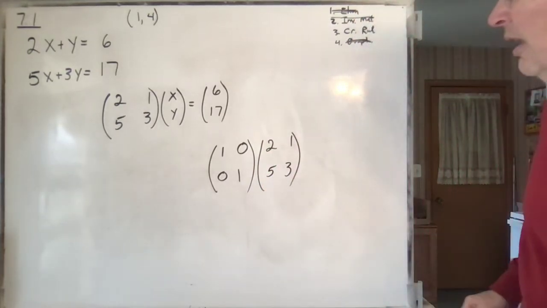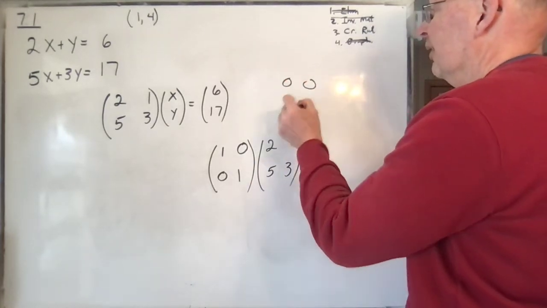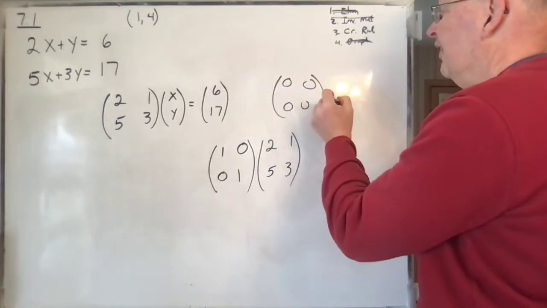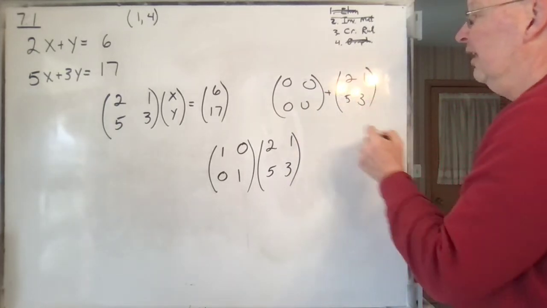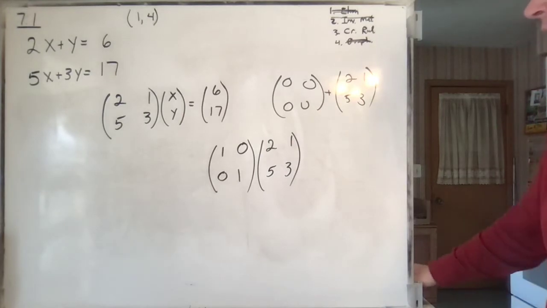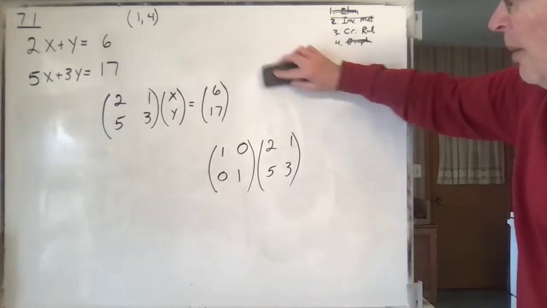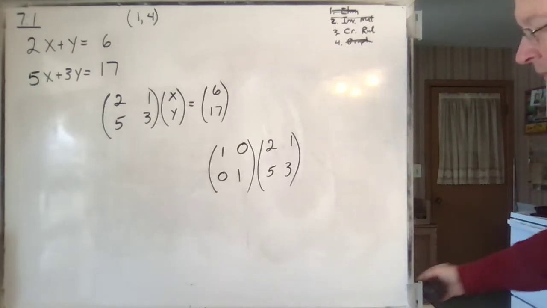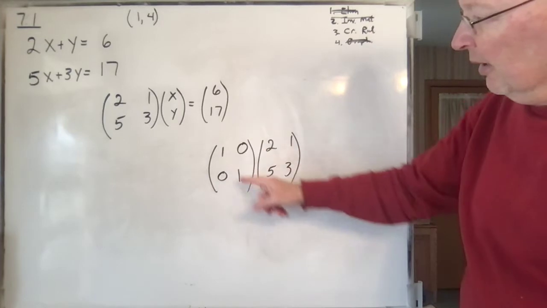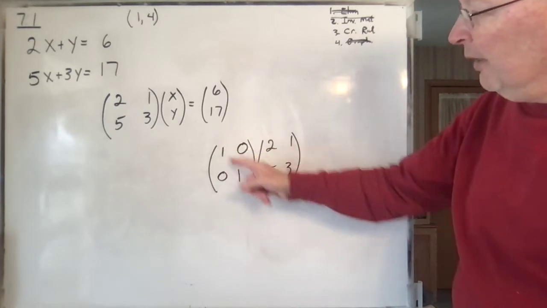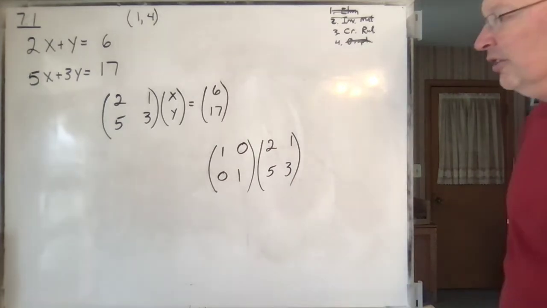So the identity you get by adding would be just this one, right? It's the one that if you add this to 2, 1, 5, 3, then you're going to get 2, 1, 5, 3 back again. So that's the identity matrix with addition. But with multiplication, it turns out that a matrix which has 1s down the diagonal and then 0s everywhere else is going to be the identity.